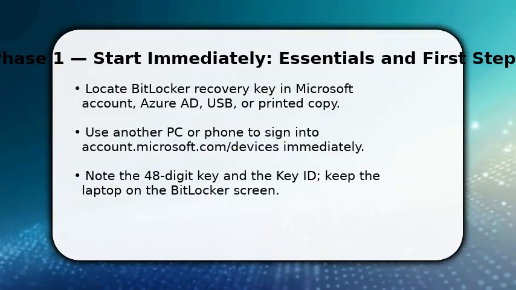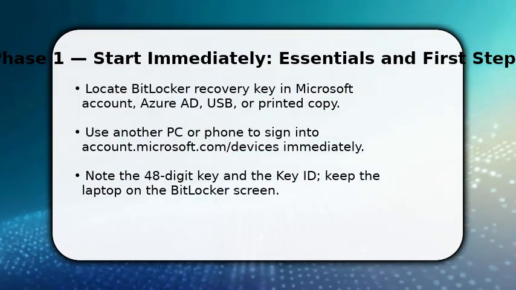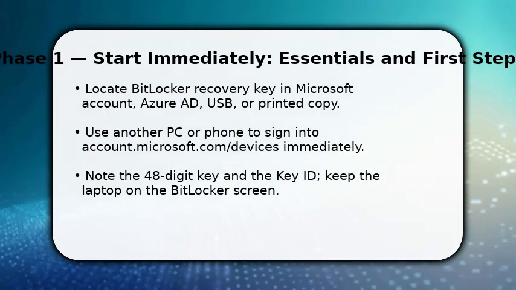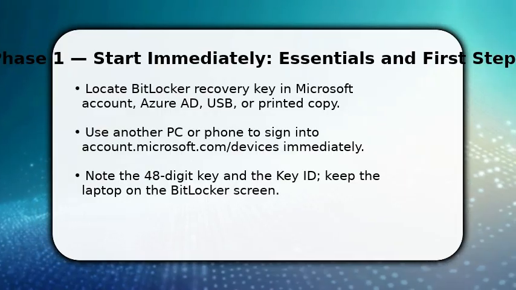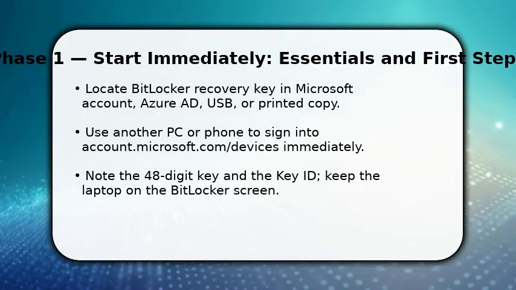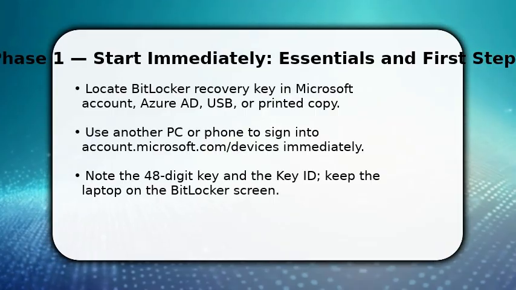You start by retrieving the 48-digit BitLocker recovery key. This is the single thing that will unlock the drive. Once you have a second PC or phone, sign into your Microsoft or Azure AD account, find the matching key ID, and copy the 48 digits exactly. Make sure the laptop remains on the BitLocker recovery screen while you do this.